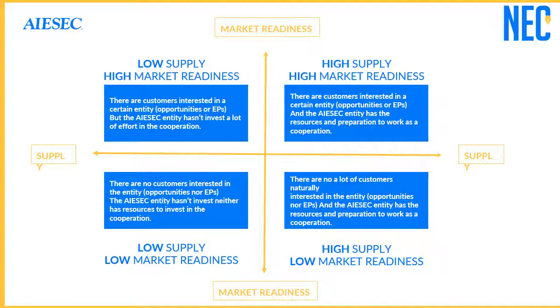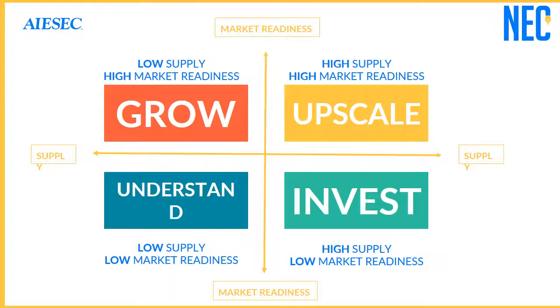So with all these four types of understanding the market, we get four main elements. First of all, high supply and high market readiness: we are talking about upscale. It is a relationship or partnership that needs to be upscaled because there is a high supply and high market readiness. When it comes to high supply and low market readiness, these entities or this partnership need a bit of investing when it comes to raising opportunities for the right profiles that we have.